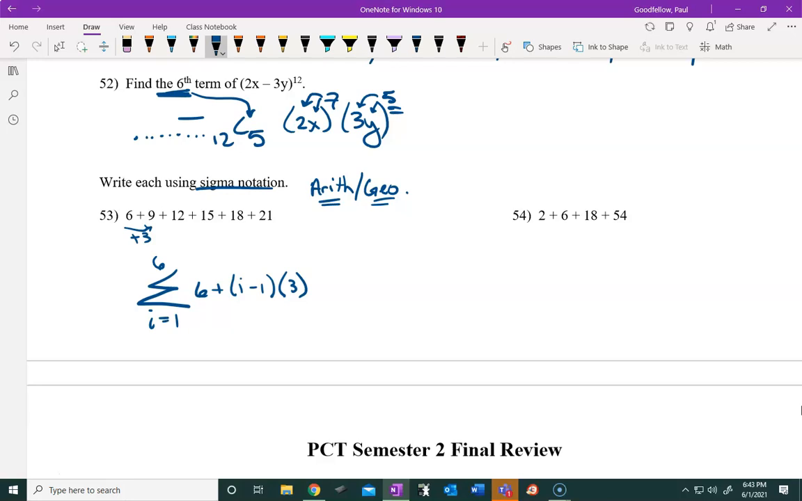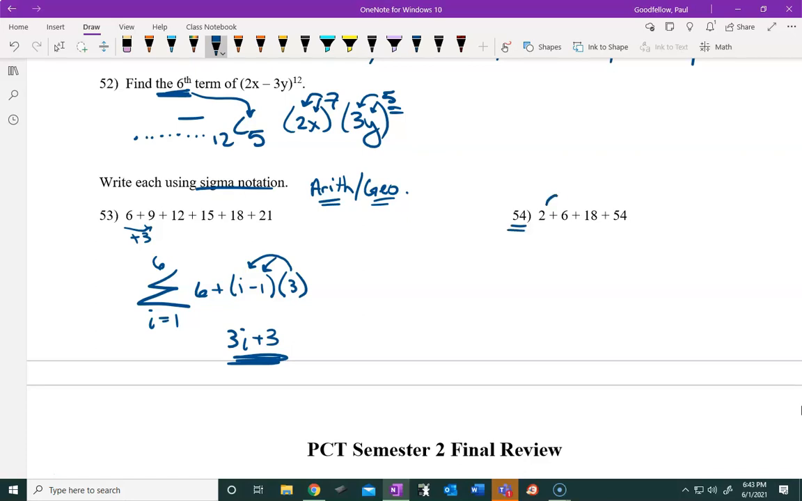Now, if that doesn't show up on your actual sheet, then just distribute this and simplify the answer, which would be 3i plus 3. And that's the one that'll probably show up. Okay? If it's not, then they've done something with the extrema here on the sigma, and you have to look at, is it 0 to 5, or is it from 2 to 7? You have to look at which one generates your sequence.